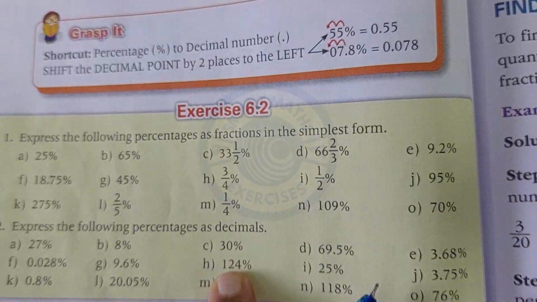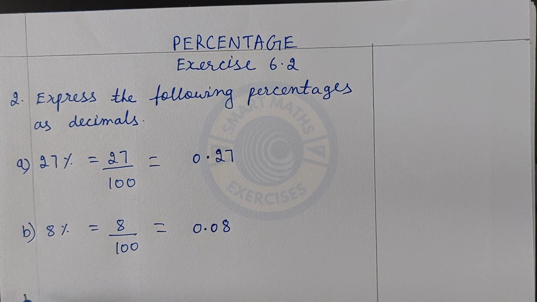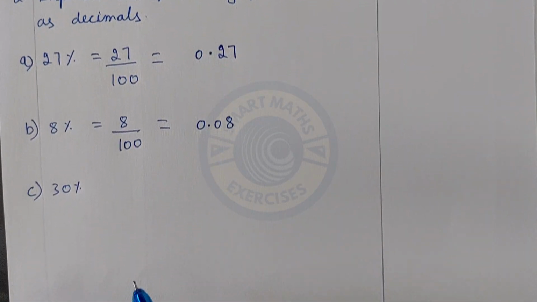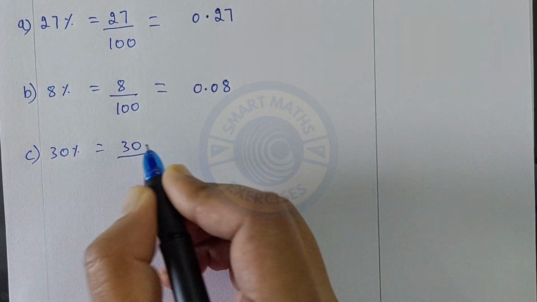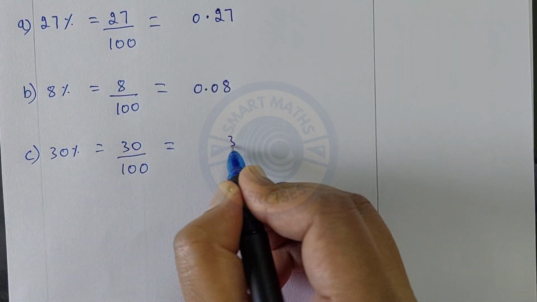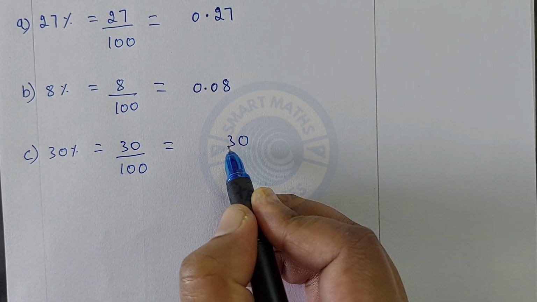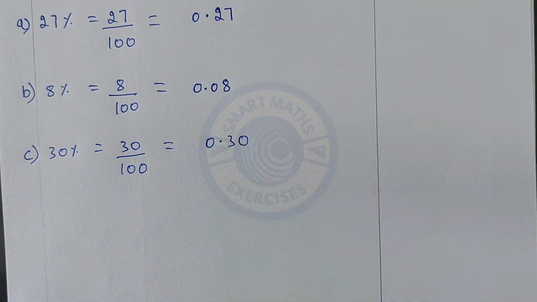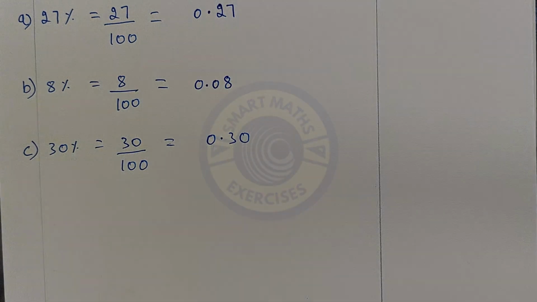Next question is C, 30%. 30 divided by 100. So write 30 in the right hand side. Then there are two zeros here. So 1, 2, add a decimal point, add a 0. So answer is 0.30.